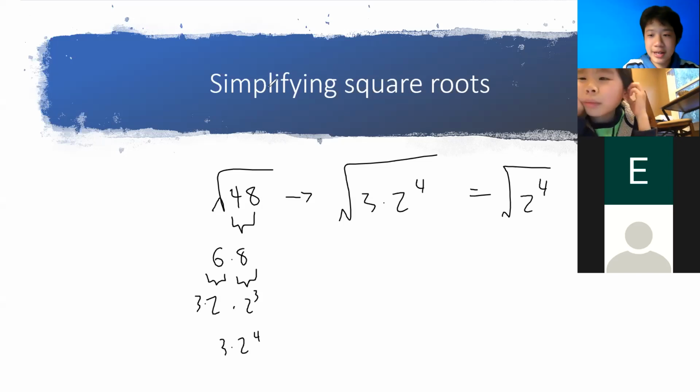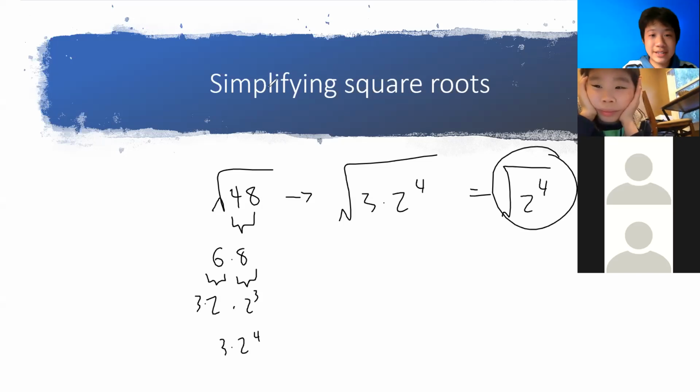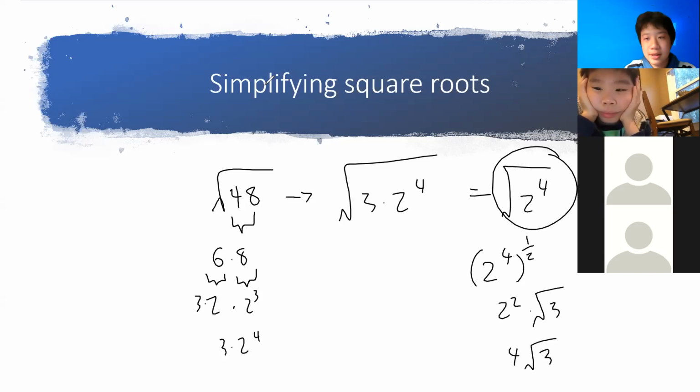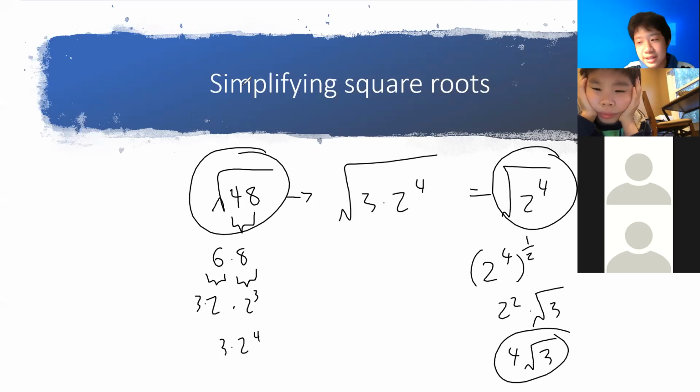We can split it apart like that, and then we take the square root of this side. We have a perfect square that we can take the square root of. That's 2 to the fourth to the 1/2, right? Because taking the square root is the same thing as taking the 1/2 power. So this is just 2 squared times the square root of 3. 4 times the square root of 3. Okay? Does anyone have any questions about how we would simplify square roots? Because as you can see here, 4 times the square root of 3 is a lot simpler to look at than the square root of 48. Okay? Alrighty.